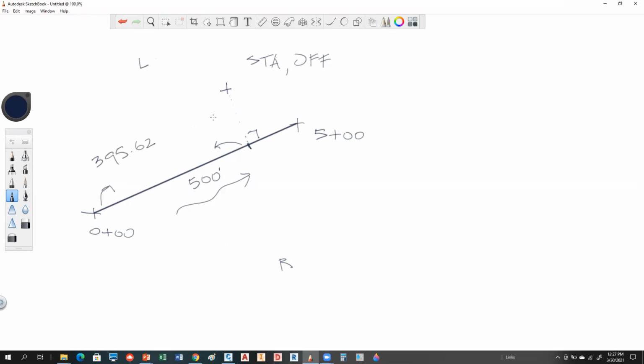95.62 feet. So the station would then be described as 3 plus 95.62. Then I have to measure the distance from that point to that. Let's say that's 100 feet. So then we would be an offset of 100 feet left. Okay. So that's not too bad as long as you keep track of the fact that you have to drop a perpendicular from your point down to the alignment, right? Does everybody see that so far?